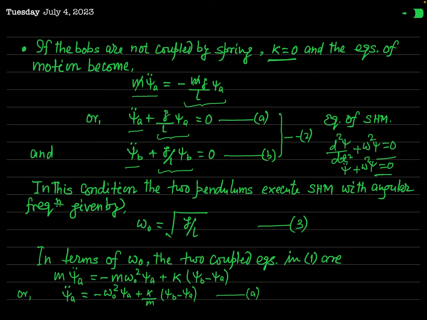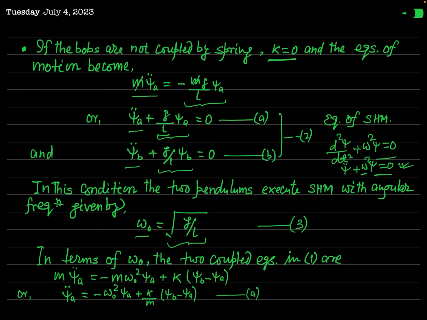So comparing these two equations with this standard equation of SHM, we can easily say that in this condition the two pendulums execute simple harmonic motion. And what is the angular frequency? At the place of angular frequency omega square, in these two equations you find the term is g by L. So if you consider that omega naught is the angular frequency of the oscillation of these two pendulums, that omega naught will be simply equal to a square root of g by L.